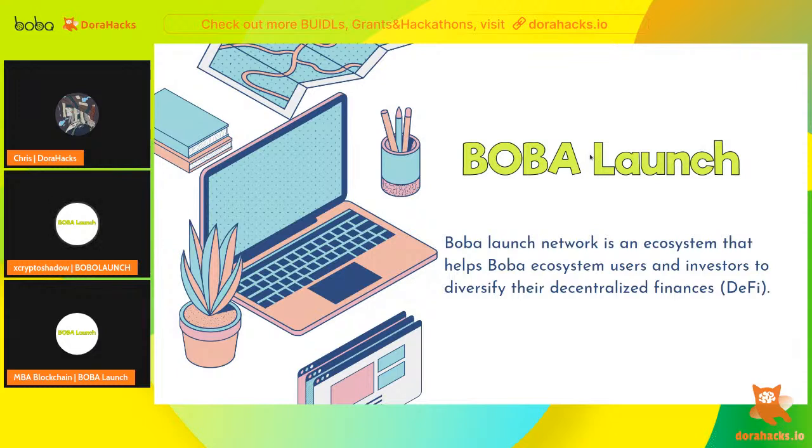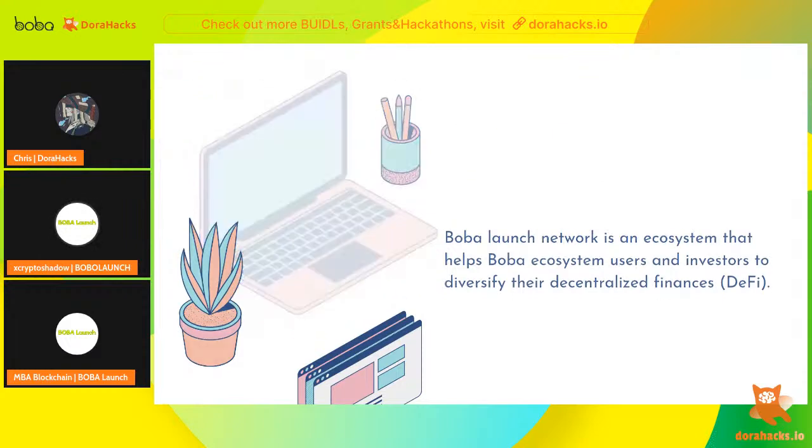Hi guys, my name is Crypto Shadow, and our project is BOBA Launch. We try to create an ecosystem where we give investors and the BOBA ecosystem access to the immense opportunity that exists in DeFi. DeFi is moving really fast, so we have to cope with that and find new projects. We have to create our own whole token journey. Token journey means creating a token, vesting the token, lending the token, and all other aspects.